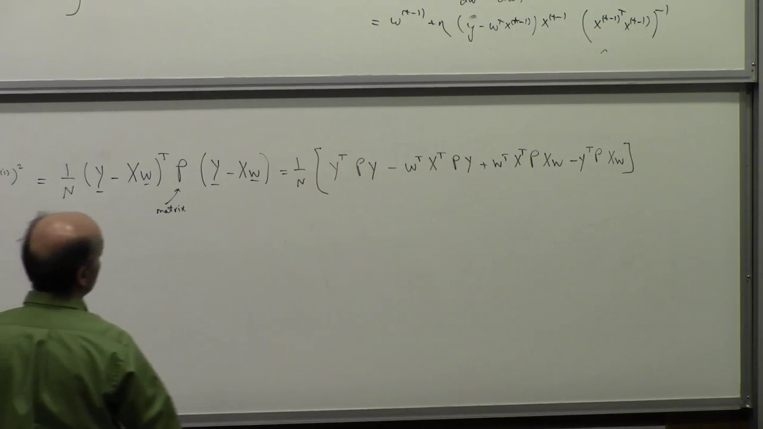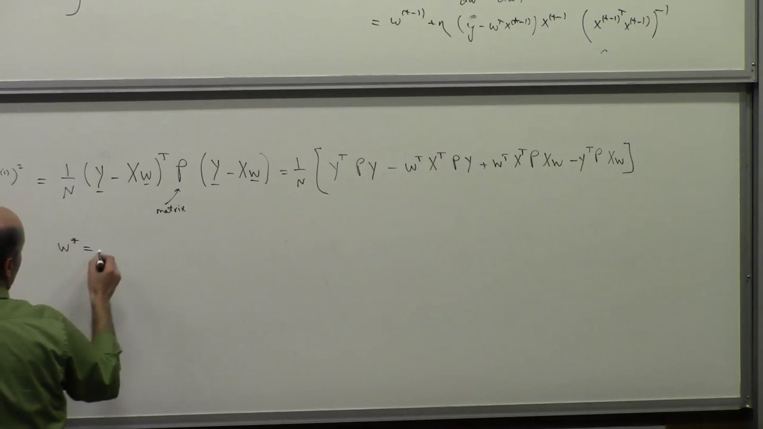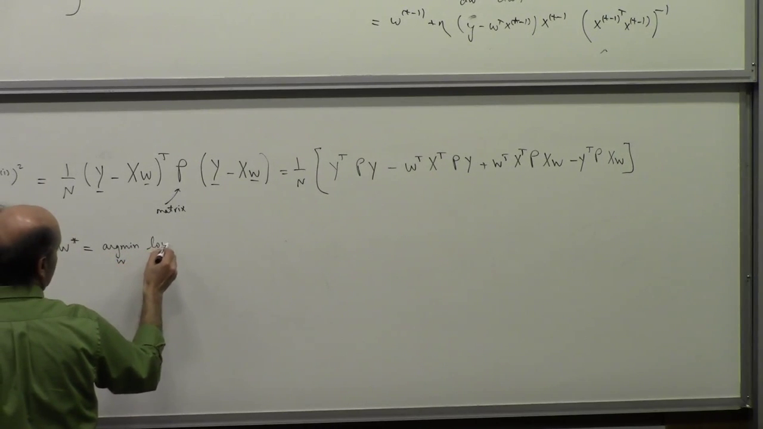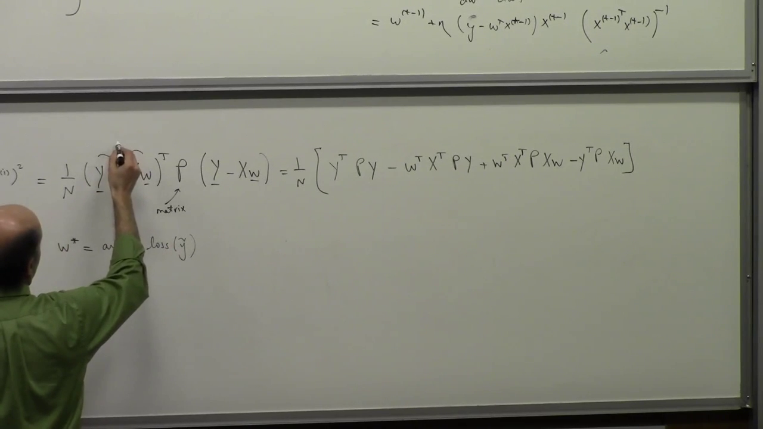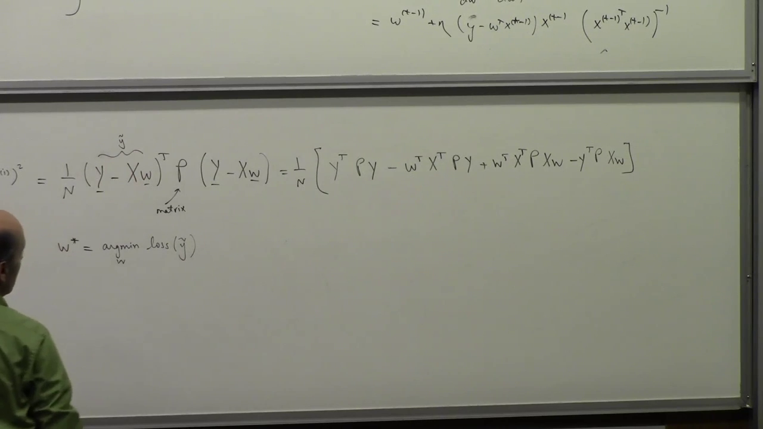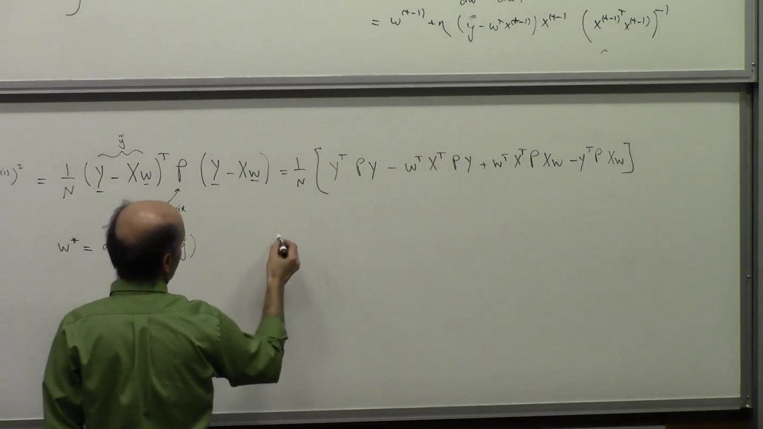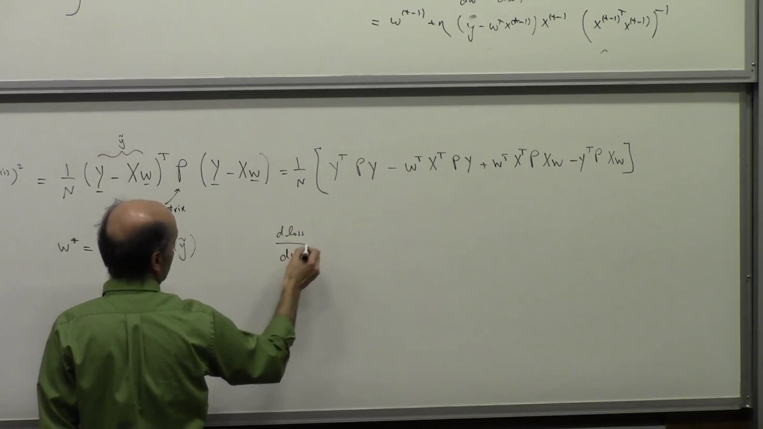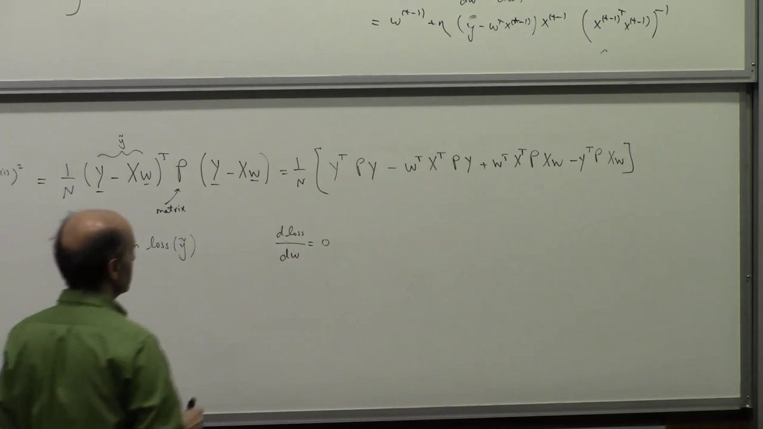So I want to find the W that minimizes this. So find W star that's equal to argmin of the loss as a function of error. And what is error? Well, this is error. So what is the minimum of this function, and what's the W at that minimum? The minimum of this function is found at the location where the derivative of the loss at W is equal to 0. The derivative with respect to W at that location is equal to 0. So what is this derivative?